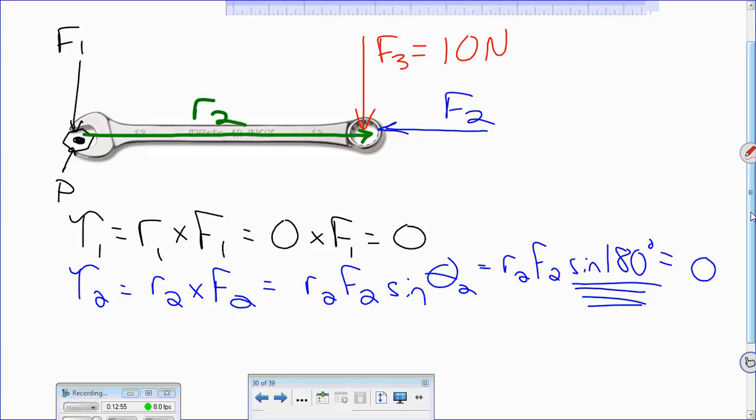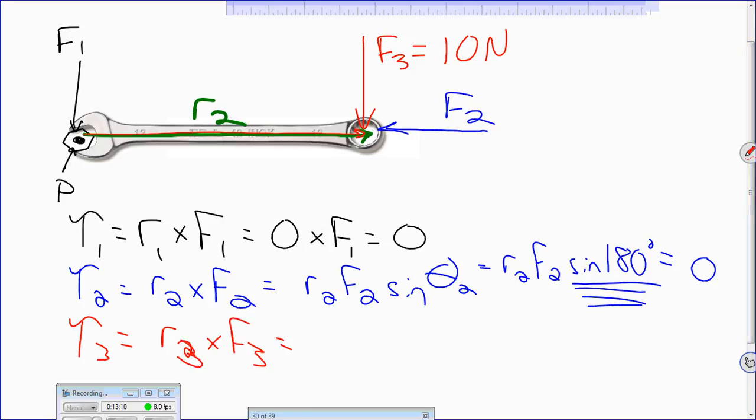Now I can do torque 3. Notice my R is still the same as it was in R2. So this is going to be R3 cross F3, which is the same as R3 F3 times the sine of what? 90 degrees. What's the sine of 90? 1. So a lot of times in the homework, your angle is going to be 90 degrees.